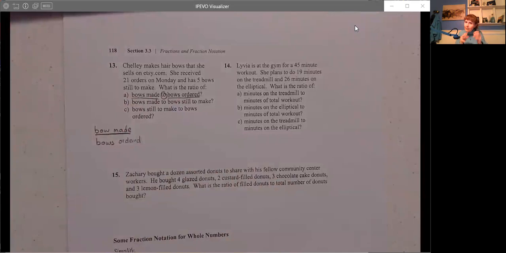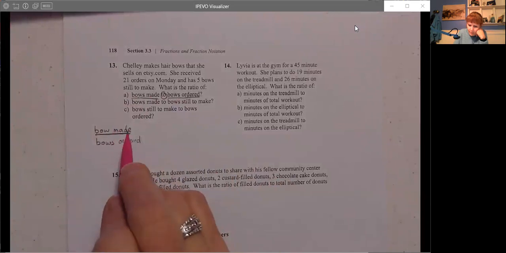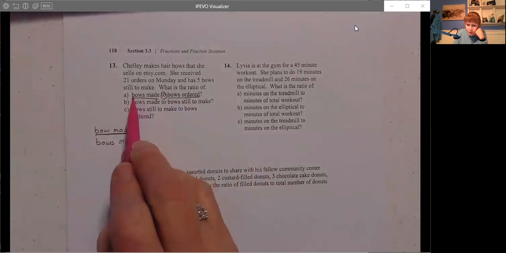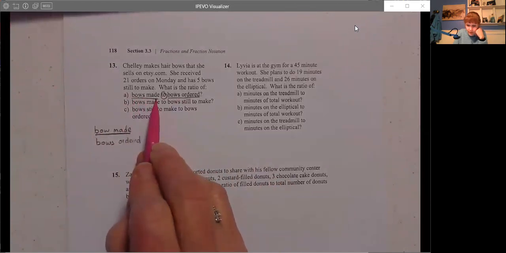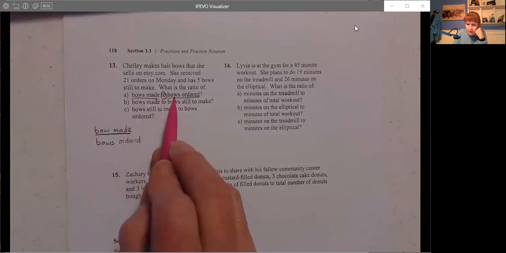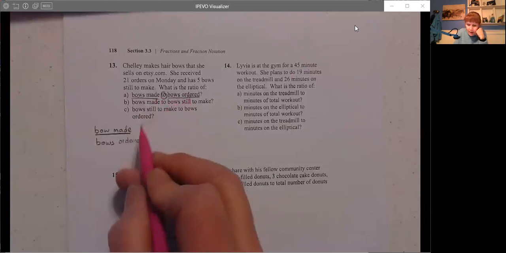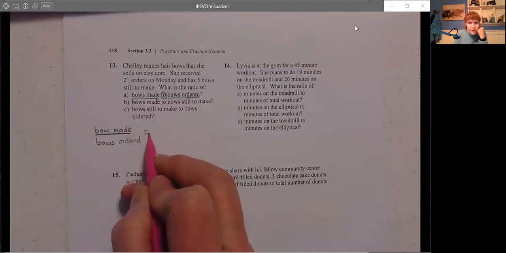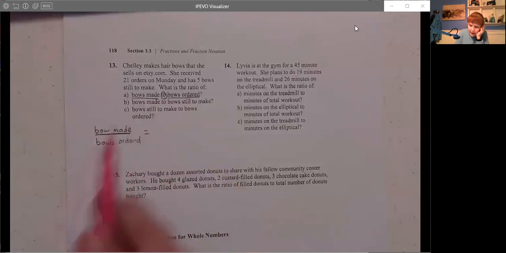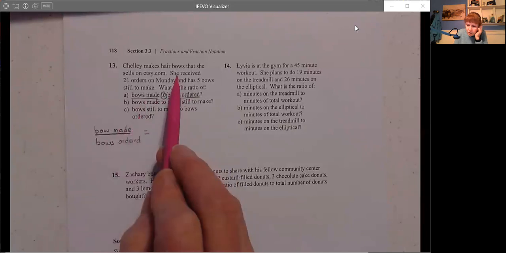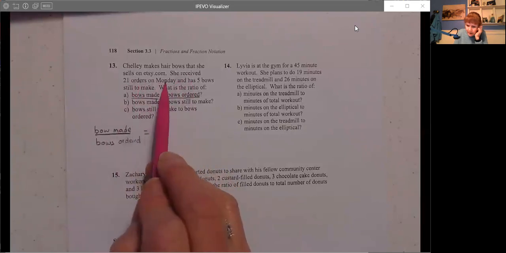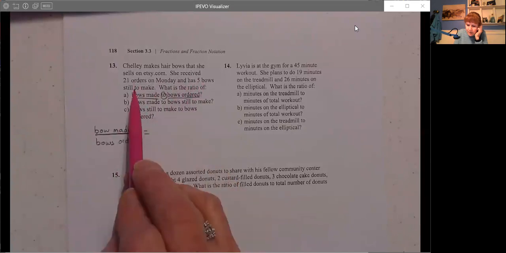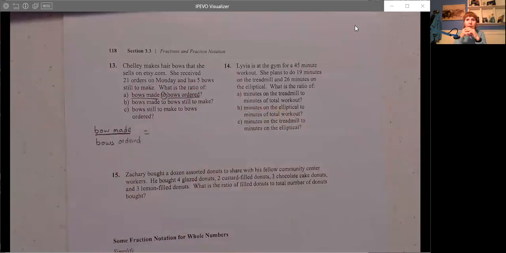So rather than looking at a picture, we're reading a story problem. We have bows made over the bows ordered in the denominator. The first one you read will always go in the numerator. Then you have "to," and then you have bows ordered. Now we're going to fill it in. How many bows has she made? She received 21 orders on Monday and has 5 bows still to make. That's all we're given.